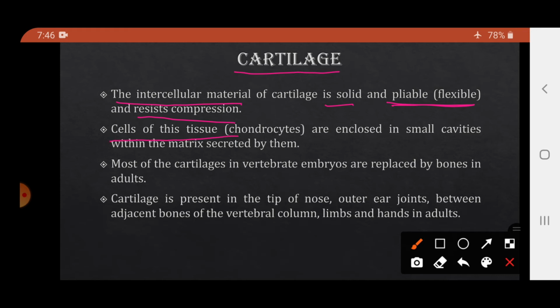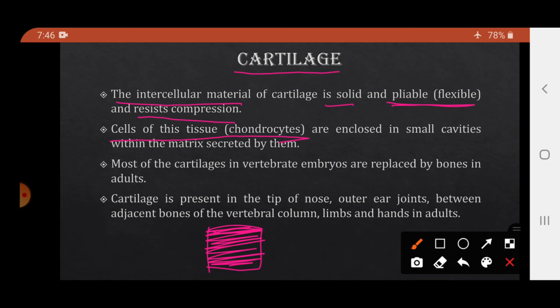Cells of these tissues, so basically tissue है, tissue is a group of cells. So ये tissue के cells को क्या बोलते हैं? Chondrocytes. Listen very carefully. The cells of the cartilage are called as chondrocytes. Now basically chondrocytes क्या होगा? सपोज ये कार्टिलेज है, ये कार्टिलेज में क्या होता है? ये पूरा क्या है? मैट्रिक्स है. दिस कंप्लीट इज अ मैट्रिक्स.